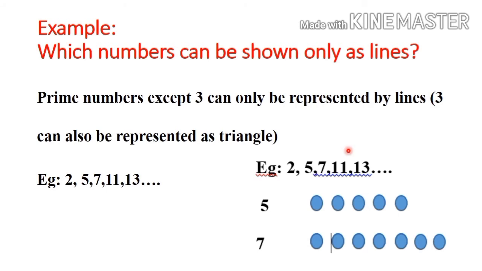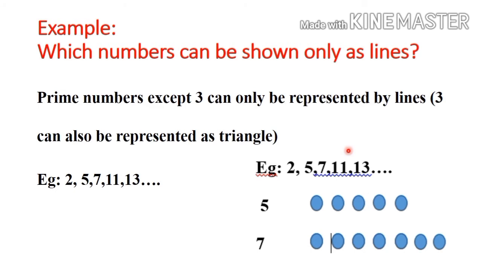Next example: which numbers can be shown only as lines? I'll read one more time. Which numbers can be shown only as lines? Prime numbers except 3 can only be represented by lines. So what are prime numbers? You all know, right? A prime number is divisible by only 1 and by itself. For example, 3 is divisible by 1 and by 3. Can 3 be divided by any other number? No. 2 also is divisible by 1 and by itself.